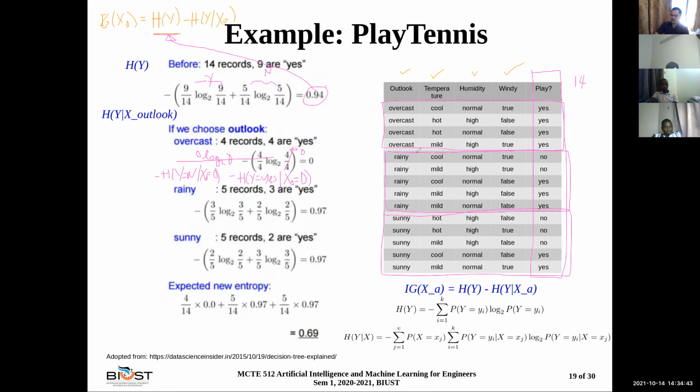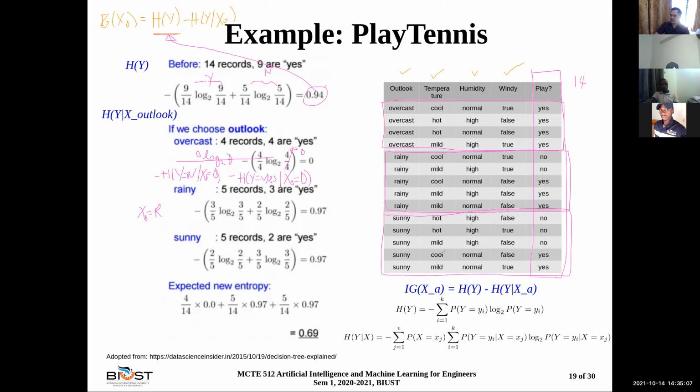Now let's go to rainy. How many are yeses? In this case, 3 over 5. So 3 over 5 log 2 of 3 over 5, plus the no, 2 over 5 log 2 of 2 over 5. This is the case for X outlook attribute equal to rainy.